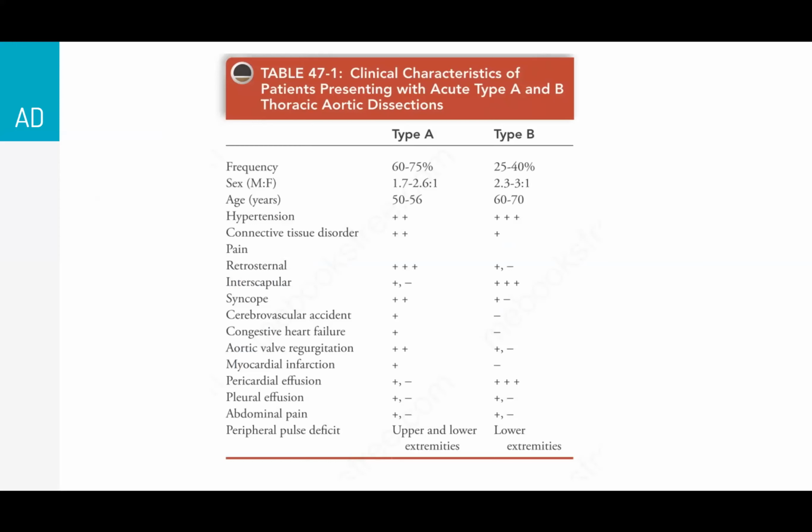So this is a table I took from Lawrence, showing the difference between the two types of dissection, type A and type B. You can find that the most common aortic dissection is type A, and it happens mainly in men, usually in the elderly population. You can review this on your own. It describes how common these symptoms or descriptions of pain are among these types of dissection.